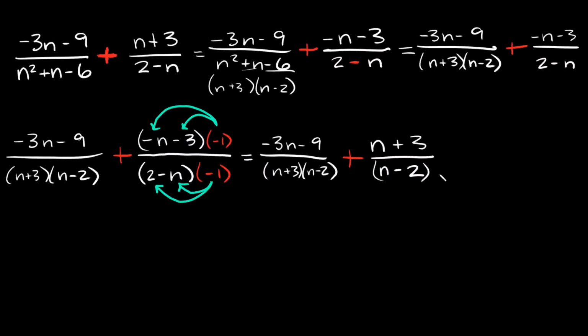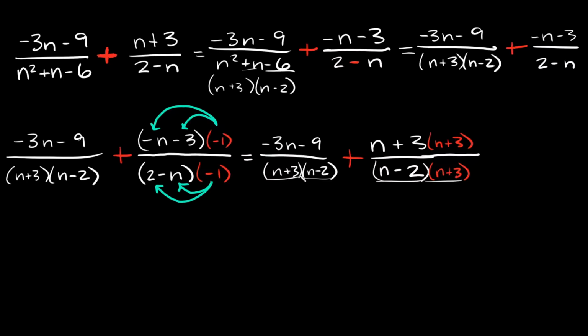So now the next thing we have to do in order to add these two fractions together is they have to have the same denominator, right? So we have an n minus 2 here and an n minus 2 here, and we have an n plus 3 here, but we don't have it over here, right? So we need to multiply by n plus 3 over here on the bottom and on the top, like that. Okay, so now let's simplify what we have here.